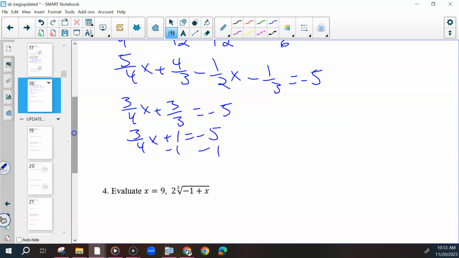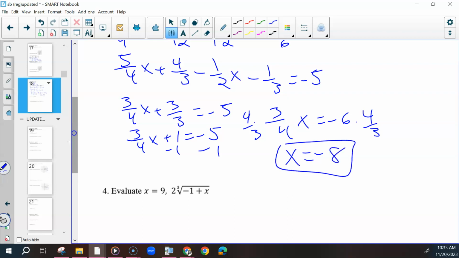Subtract 1 on both sides. And then to get rid of the 3/4, take it, flip it, and multiply it on both sides. So this would be negative 24 divided by 3, or negative 8. Questions on that one?